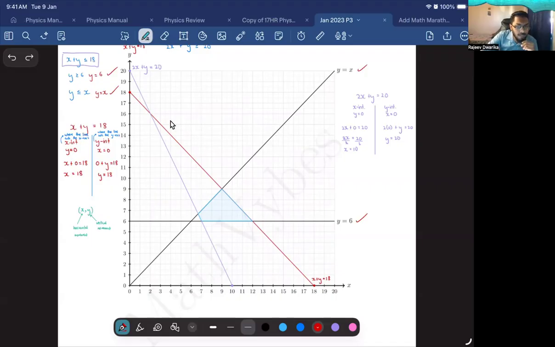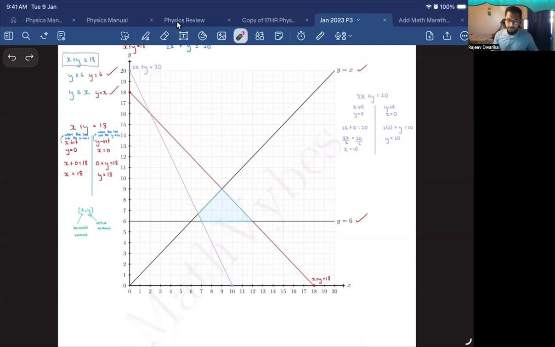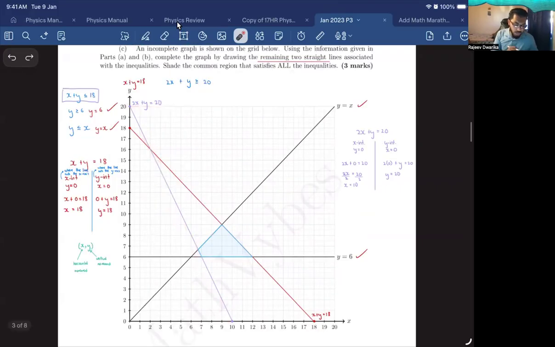Yes, I understand to a certain point. Okay, a certain point is not good enough. We have to reach 100%, right? So let me do an example again. Renisha, this line over here, can you see that this line is 2x plus y is equal to 20? Yes, sir. What is the inequality for that?